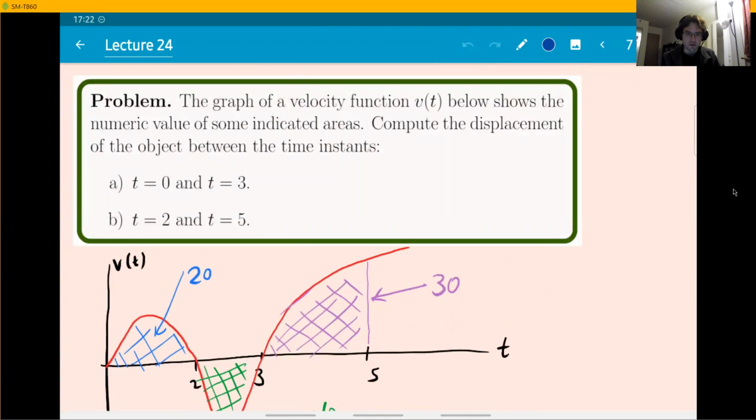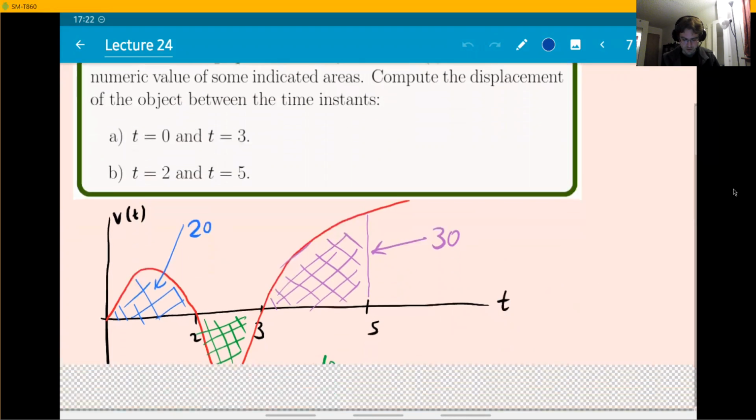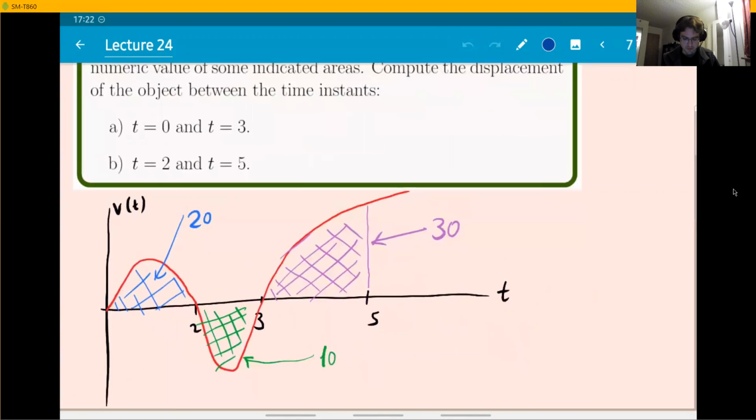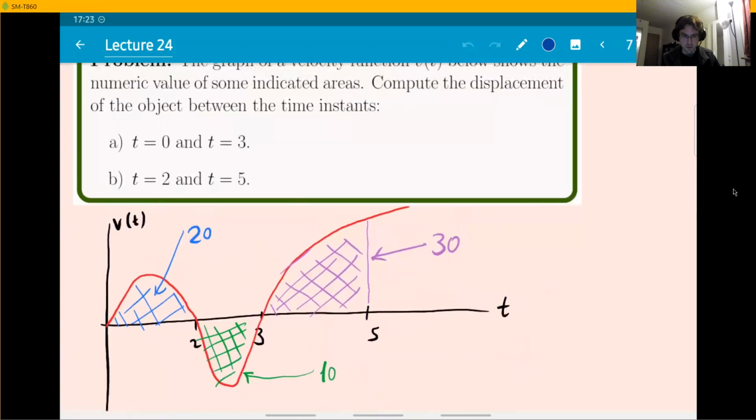Okay, one more example using areas. Problem: the graph of a velocity function v of t below shows the numeric value of some indicated areas. So I'm showing you some of the areas on this graph. Compute the displacement of the object between these time instants. The answer is going to fit right here. The problem is just asking you to do this.